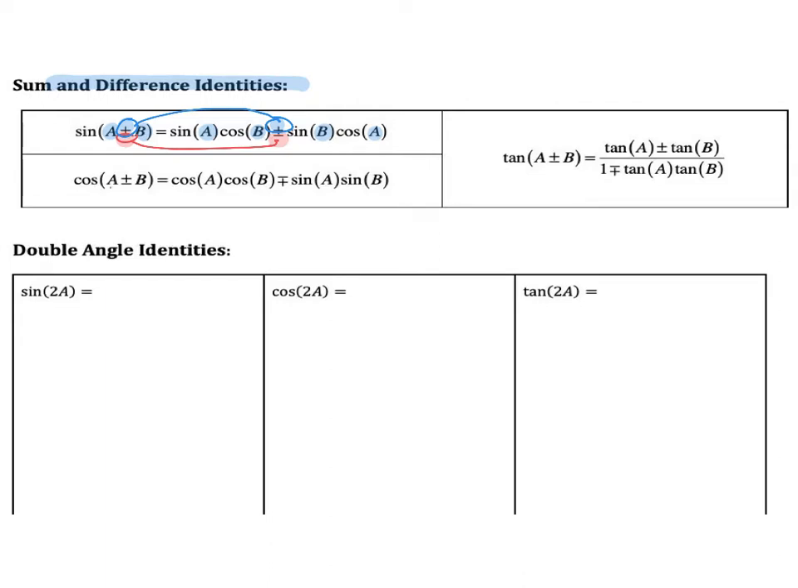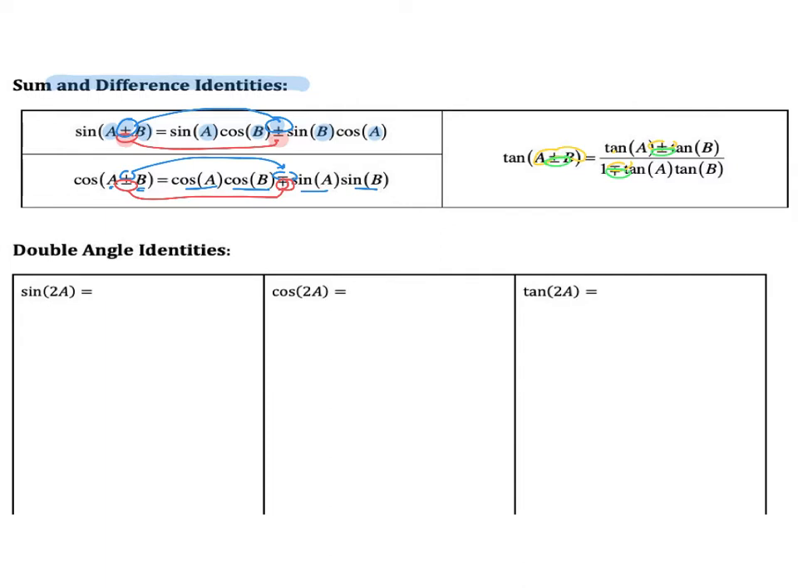So cosine of angle A plus angle B would be cosine of angle A times cosine of angle B minus sine of angle A times sine of angle B. And if there's a minus sign between those two angles, then there's a plus sign over here in the formula. And then you see over here tangent of angle A plus angle B. We have a plus sign in the top and a minus sign in the denominator. So tangent of A plus tangent of B divided by 1 minus tangent of A times tangent of B. And of course, if you have the minus sign, it's a minus sign on top, but a plus sign on the bottom.